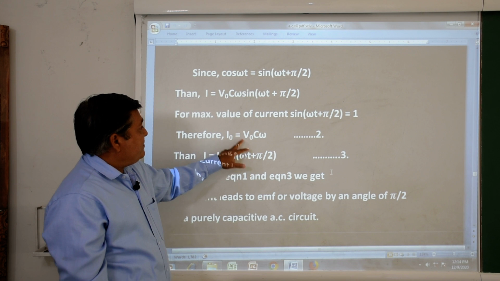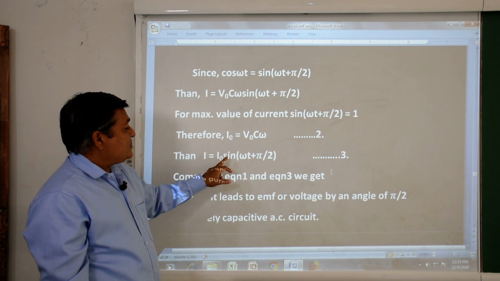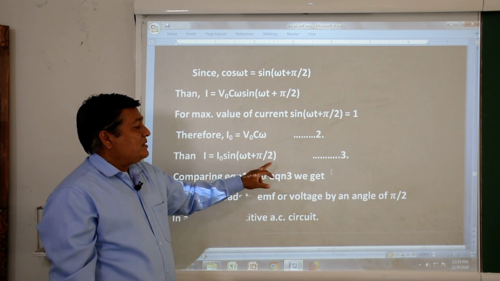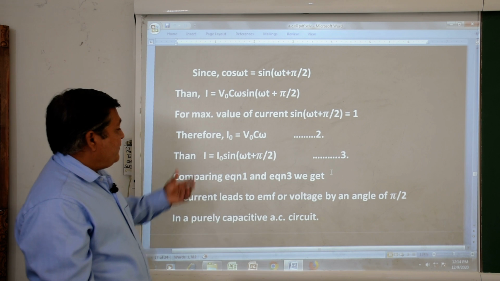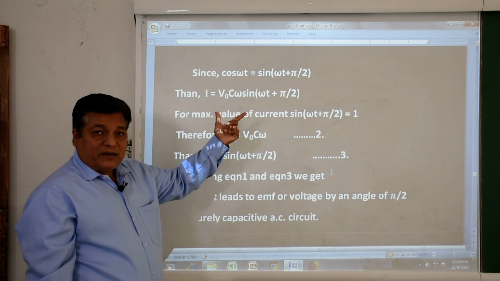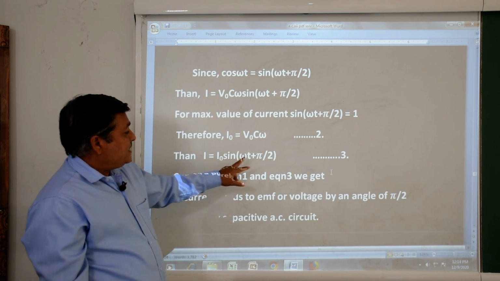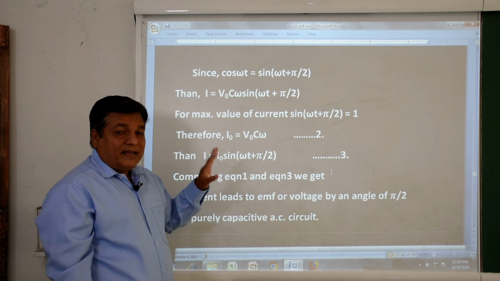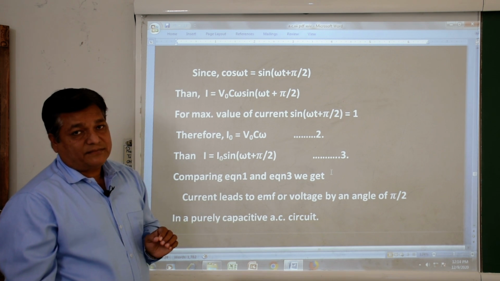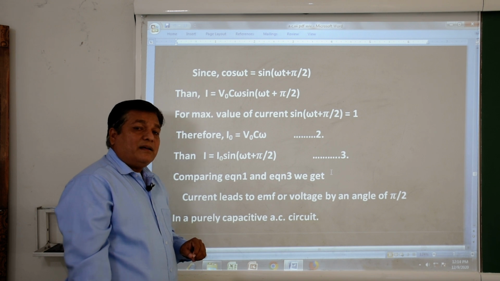We place the same value in the above equation. What do we get? I is equal to I naught sin of omega t plus pi by 2, which is equation number 3. If we compare equation 3 and equation 1, which is V equal to V naught sin omega t, we can say that there is a plus 90 degrees there. It means that current is leading voltage by 90 degrees in phase, and voltage is lagging current by 90 degrees in phase.